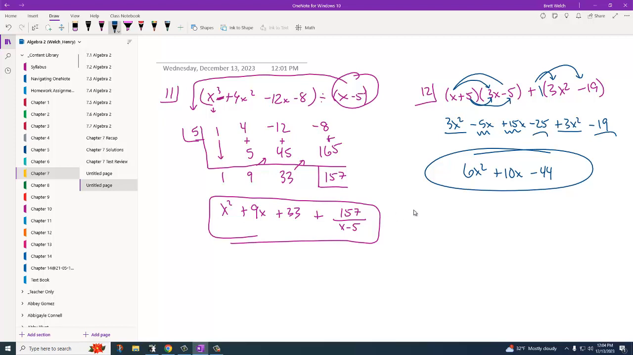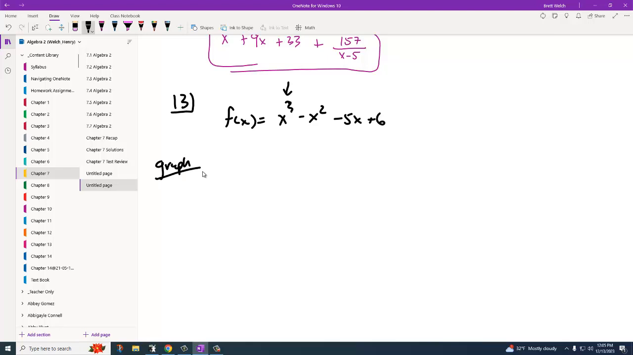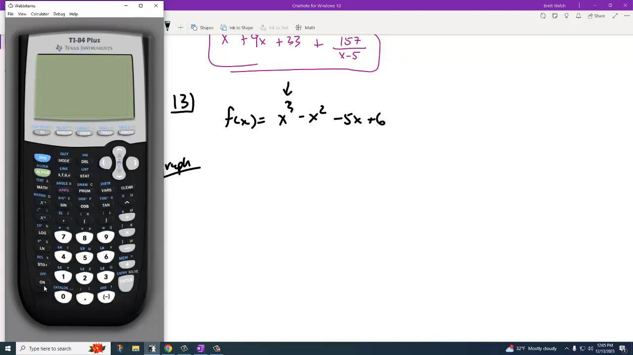The last question for this half of the video is going to be question number 13, where we are asked to find all of the zeros of a polynomial. The equation starts out f of x equals x to the third minus x squared minus 5x plus 6. The first thing I need to acknowledge is that there are 3 zeros, as evidenced by the big exponent. And for me to find those zeros, I'm going to start with a graph. So I'm going to grab my calculator, and we're going to graph this right now before we do anything else.